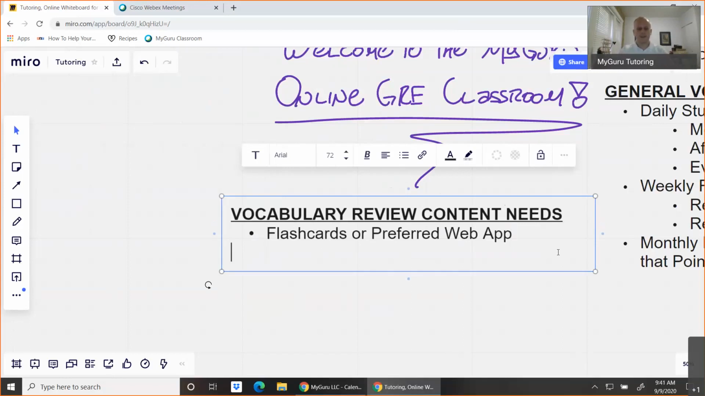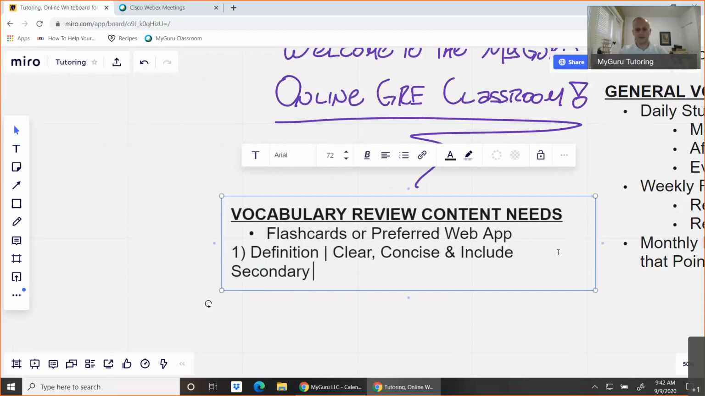So the first thing that you have to have in your flashcards or preferred web app, of course, is going to be a definition. And you want to be clear, concise, and include secondary definitions if required.